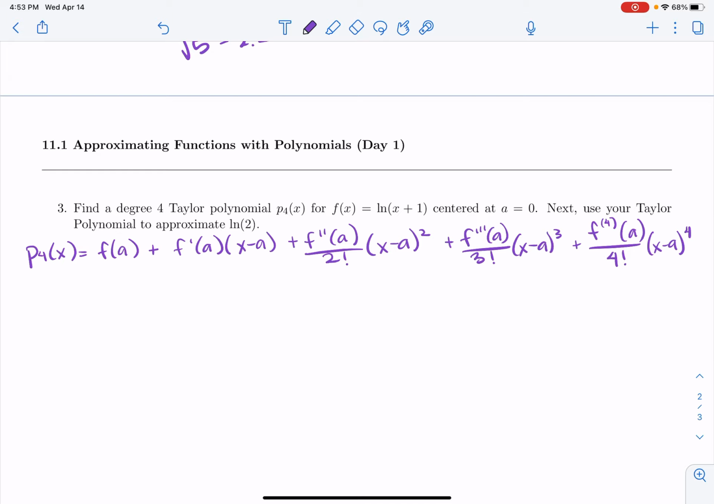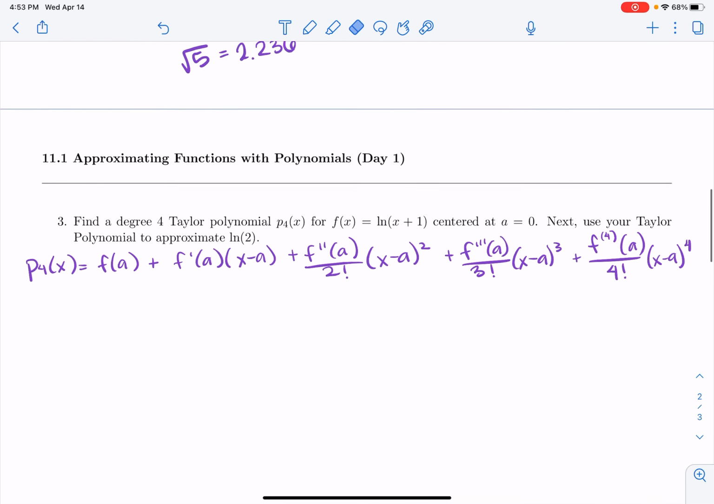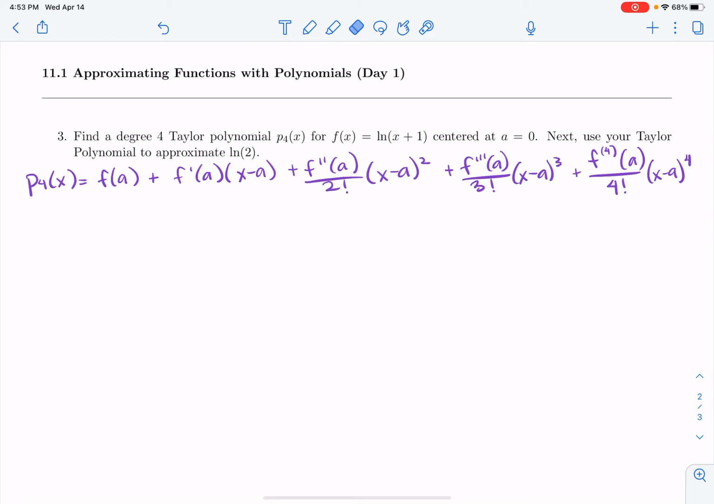So clearly I need to find the first 4 derivatives. Hopefully I have enough room. Looks like it. Okay, I'll write a little bit smaller. F of x equals natural log of x plus 1. F prime of x equals 1 over x plus 1 times 1, which is fine. I'm going to rewrite that as x plus 1 to the minus 1, because again, it's easier to take a derivative if I have the power rule, if I have the powers written in the numerator.